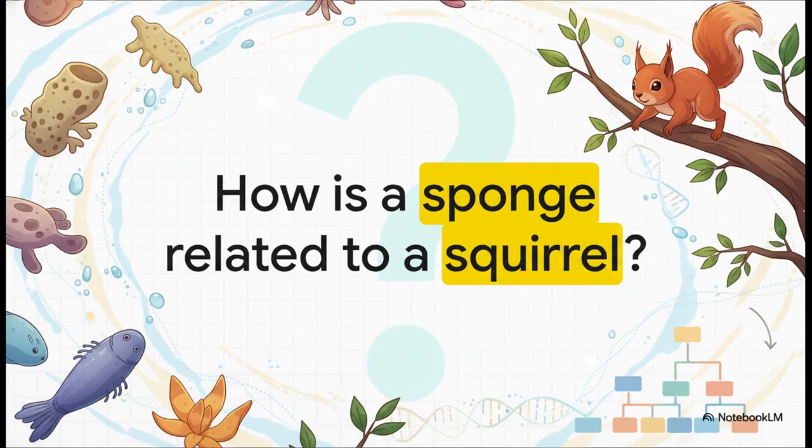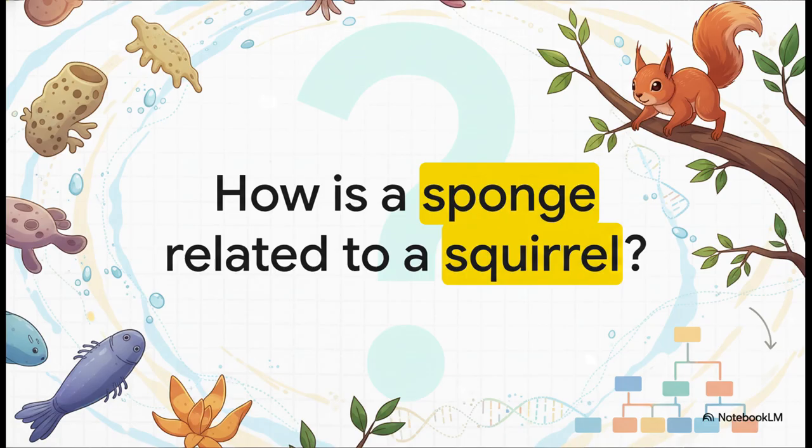So let me ask you this. How is a sponge related to a squirrel? I mean, it sounds like the beginning of a bad joke, right? One is basically a squishy, living filter stuck to a rock, and the other is, well, it's a furry little acrobat that's way too smart for its own good. But believe it or not, they share a common ancestor from way, way back.